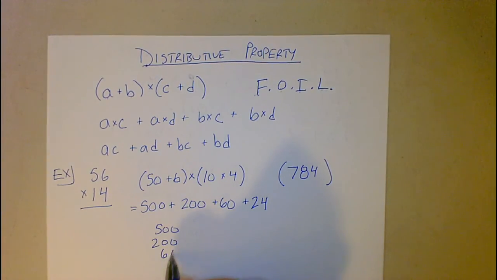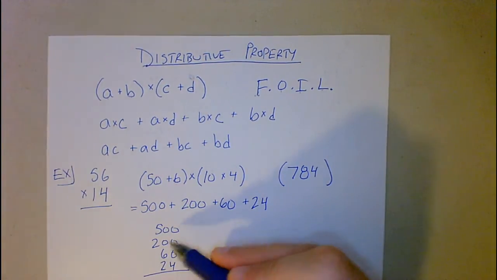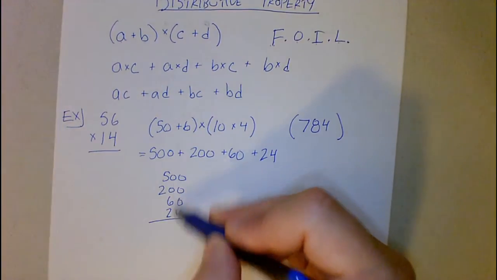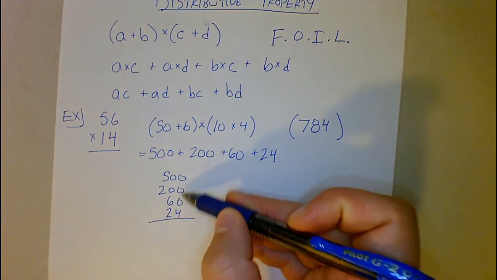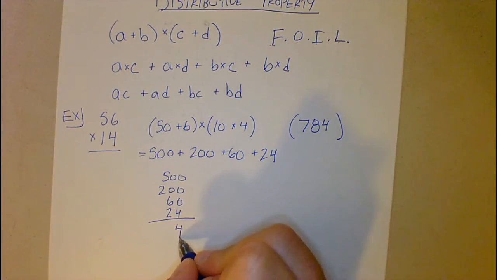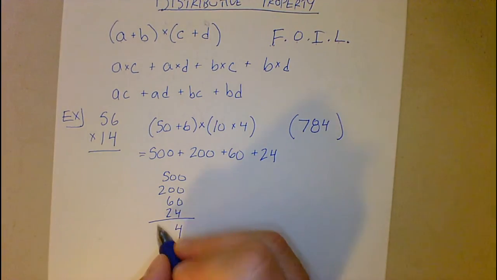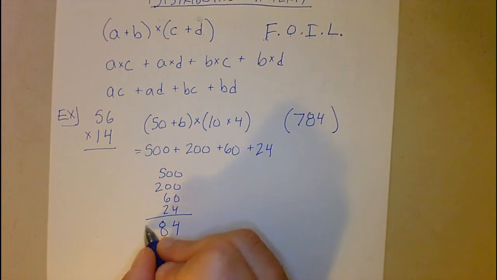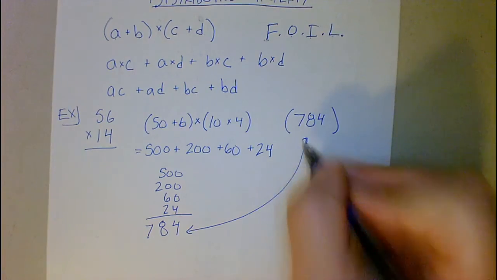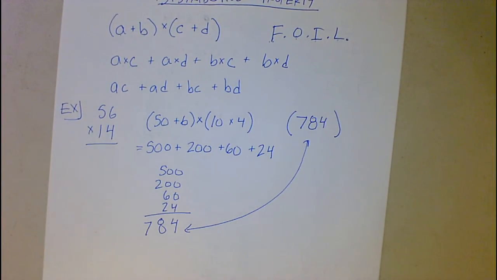So I'm going to put everything in line, up my ones position, line up my tens, my hundreds. That's a bunch of zeros plus 4 is 4. A bunch of zeros plus 6 plus 2 is 8. 5 plus 2 is 7. So we get the same answer that we got using the old school method.